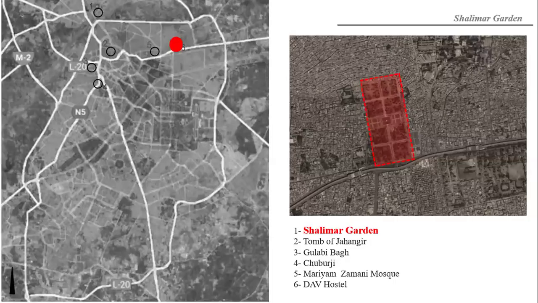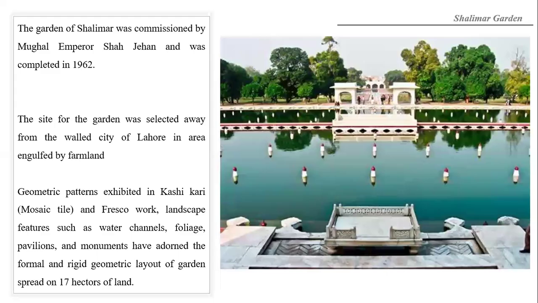This slide marks the location of the site, which is towards the north of the city, located in the proximity of the walled city on the Grand Trunk Road, one of the oldest roads connecting Delhi to Kashmir. Shalimar Garden, which was completed in 1962, was commissioned by Shah Jahan and built on a site away from the walled city. Typical features associated with Mughal architecture and landscapes were introduced in the garden, which occupies 16 hectares of land.